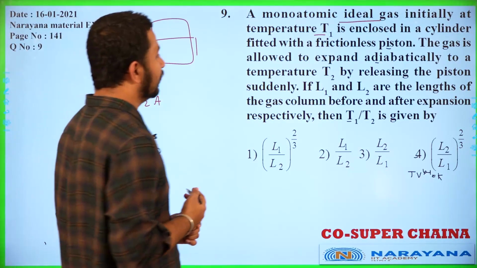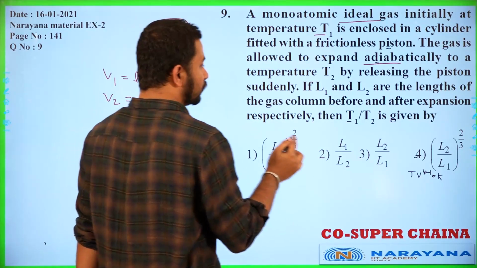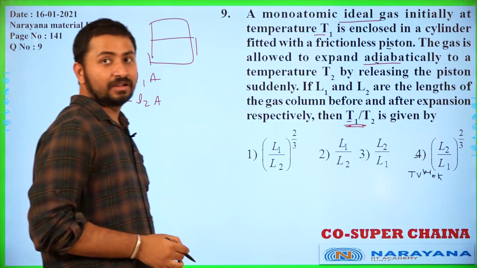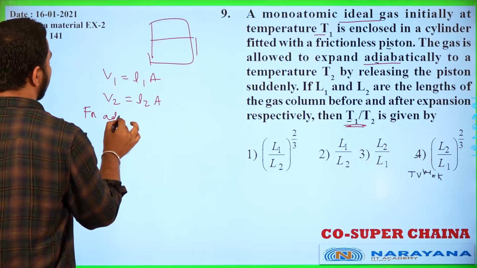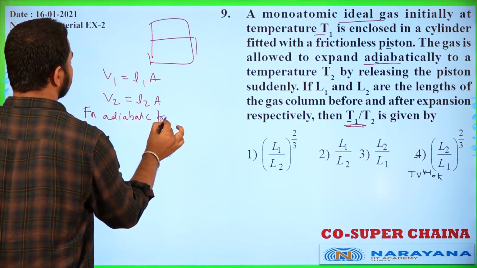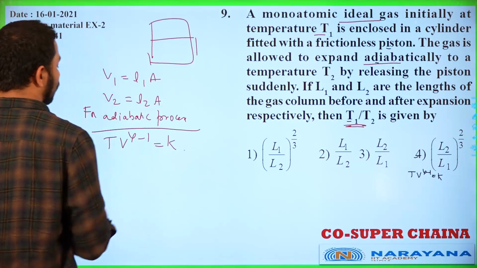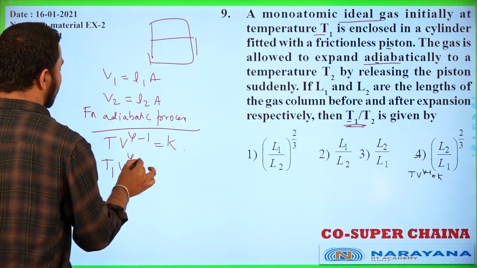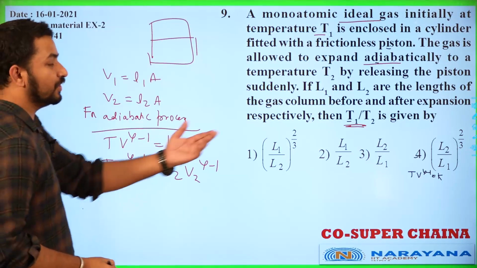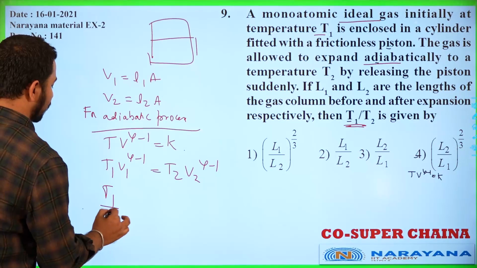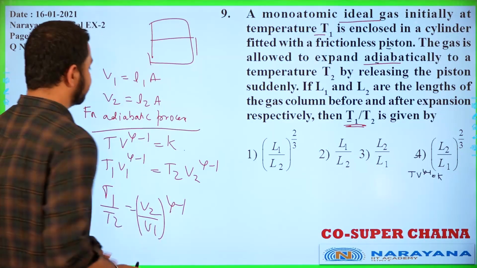Now what is given here? It expands adiabatically, student. And what you need to calculate is the ratio of their temperatures. For an adiabatic process, we know T V to the power gamma minus 1 is constant. So we can write T1 V1 to the power gamma minus 1 equals T2 V2 to the power gamma minus 1. We need to calculate T1 by T2, so T1 by T2 will be equal to V2 by V1 to the power gamma minus 1.